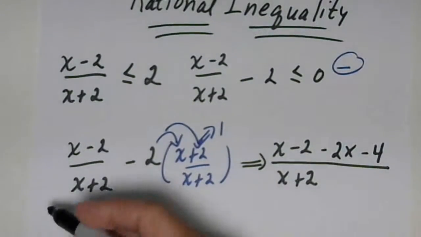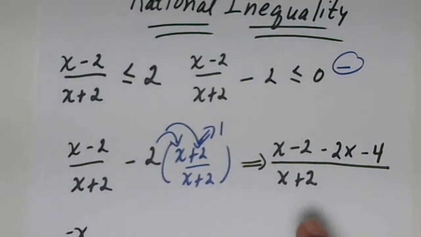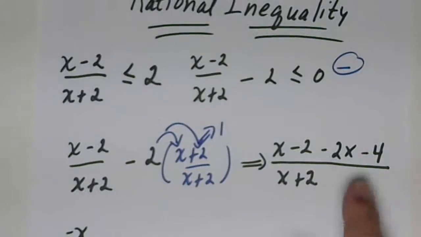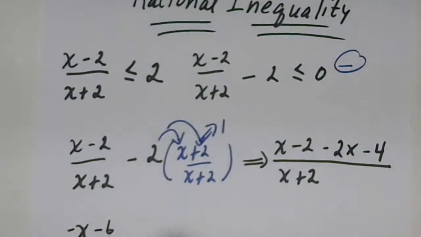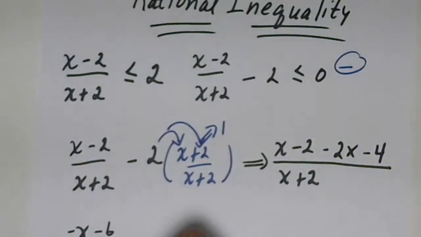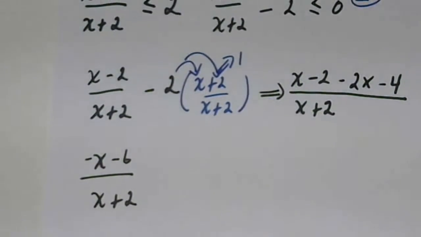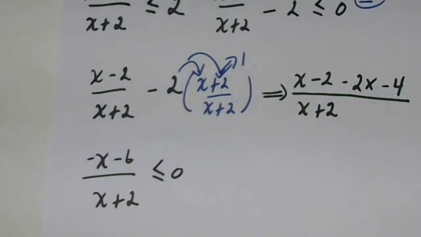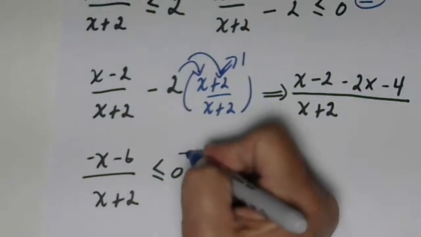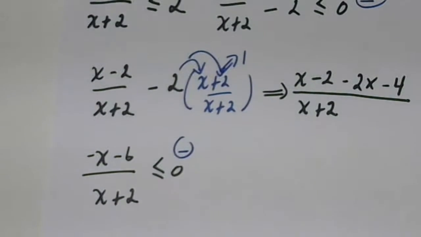x minus 2x is negative x. Negative 2 minus 4 is negative 6. There's our numerator, and x plus 2 is our denominator, and this is less than or equal to 0. So we're still looking for negative numbers.